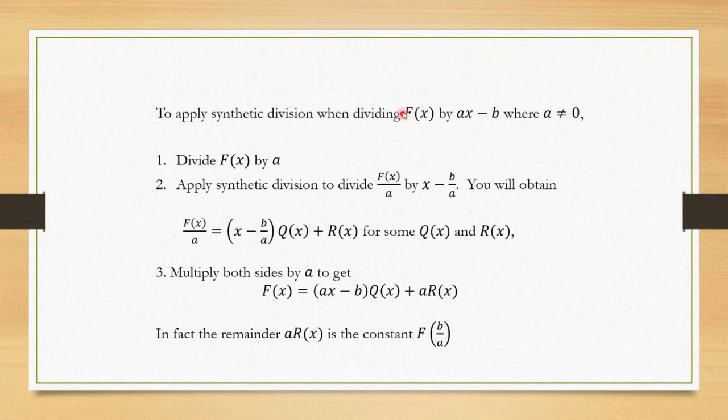If you're taking a polynomial here and dividing it by this, ax minus b, you basically are going to divide by a. And then you apply synthetic division, and what you'll get is something like this, a quotient and remainder. Then you multiply by a to get this. That's all. That's really what we did. We divided by a, then we multiplied by a again to get back to what we started with. That's all. We'll do another example, don't worry.